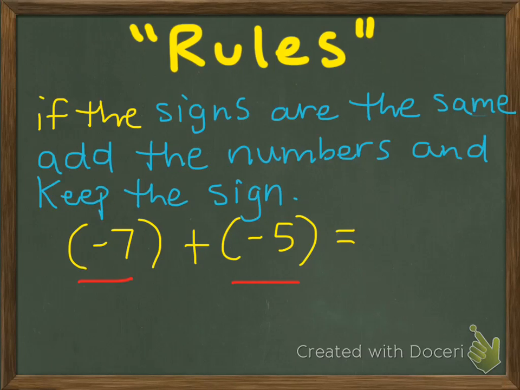if the signs are the same, you can just add the numbers and keep the sign. So if that's the case, that means we know the sign's going to be negative because they're both negative. And then according to the rule, if we add those together, then we will get our answer. So negative 12 is going to be our answer. And if we think about that on a number line, we would be moving to negative 7 first, and then to negative 5, which would bring us to negative 12.